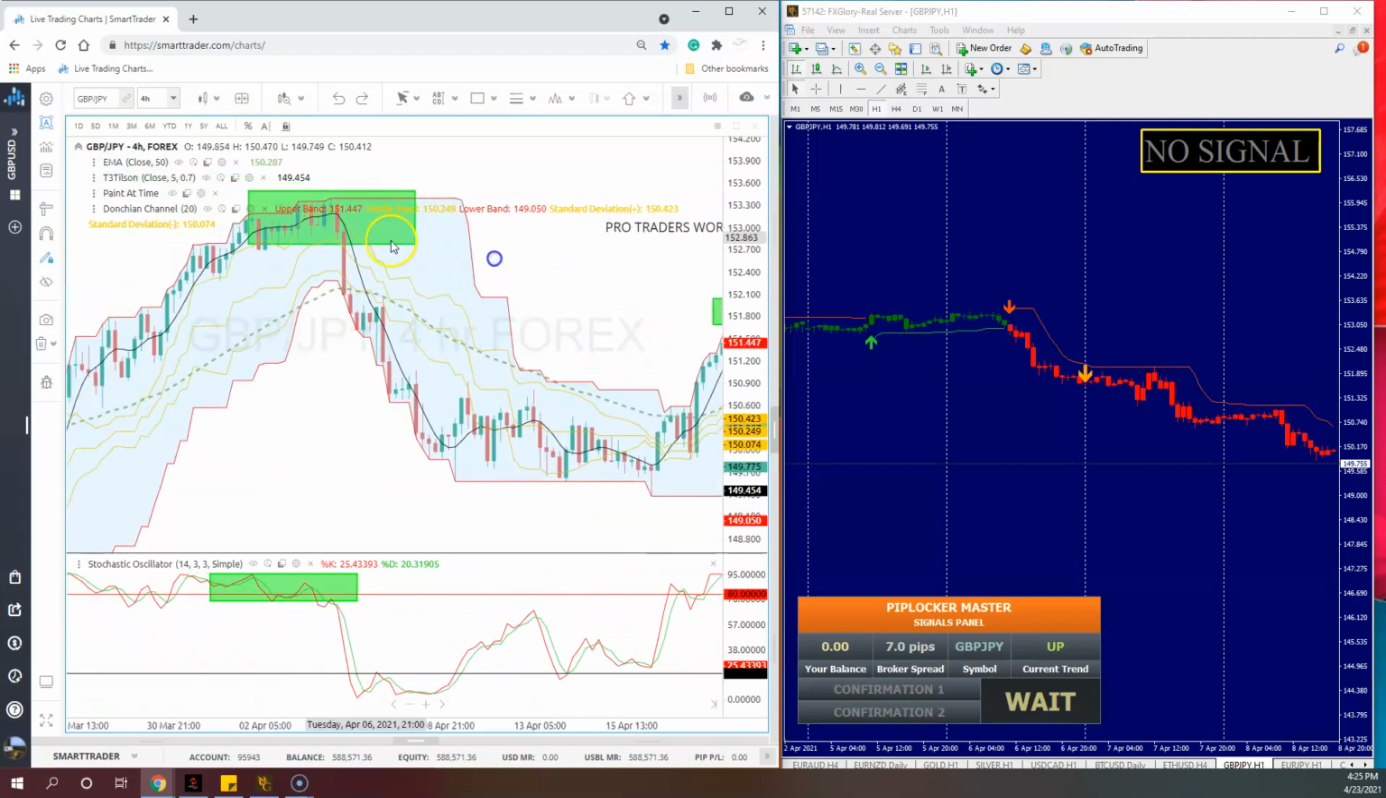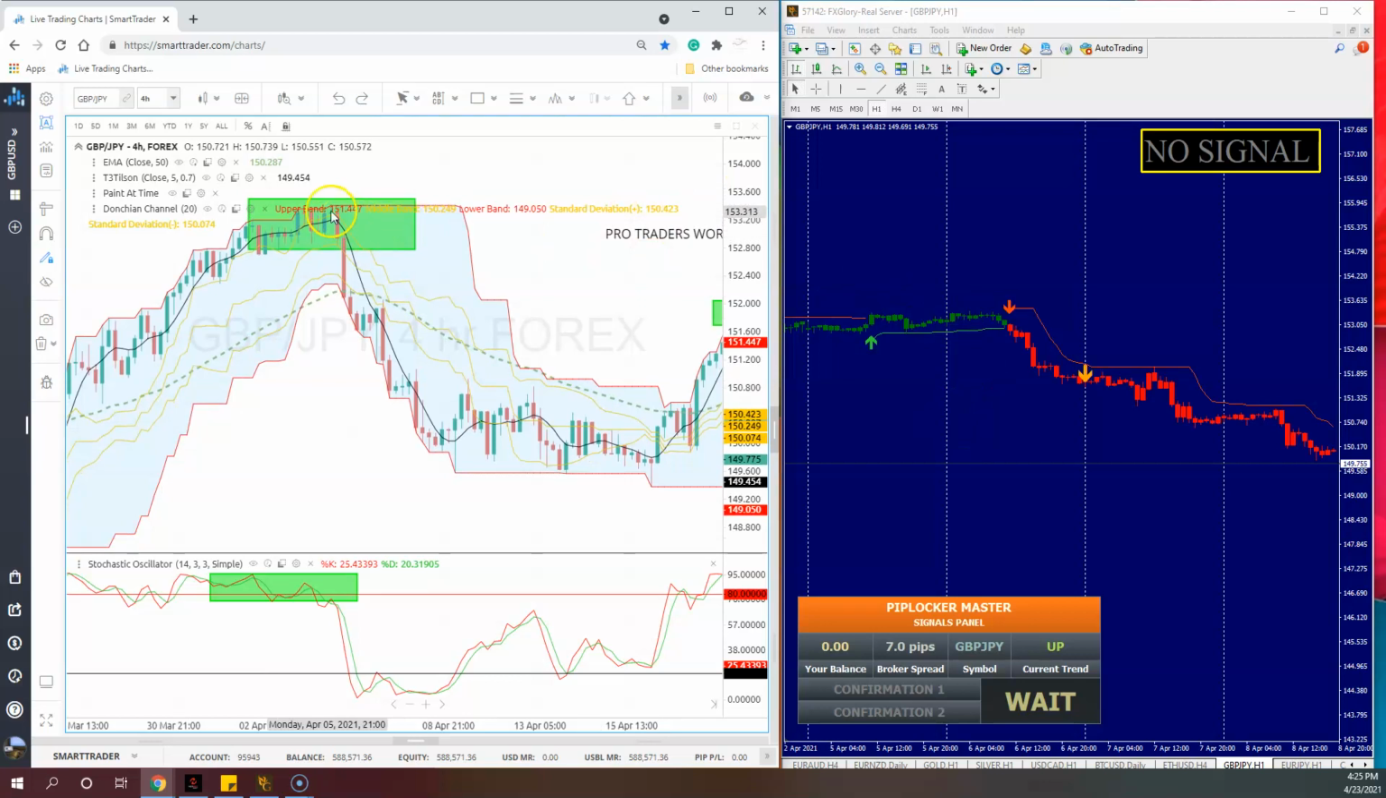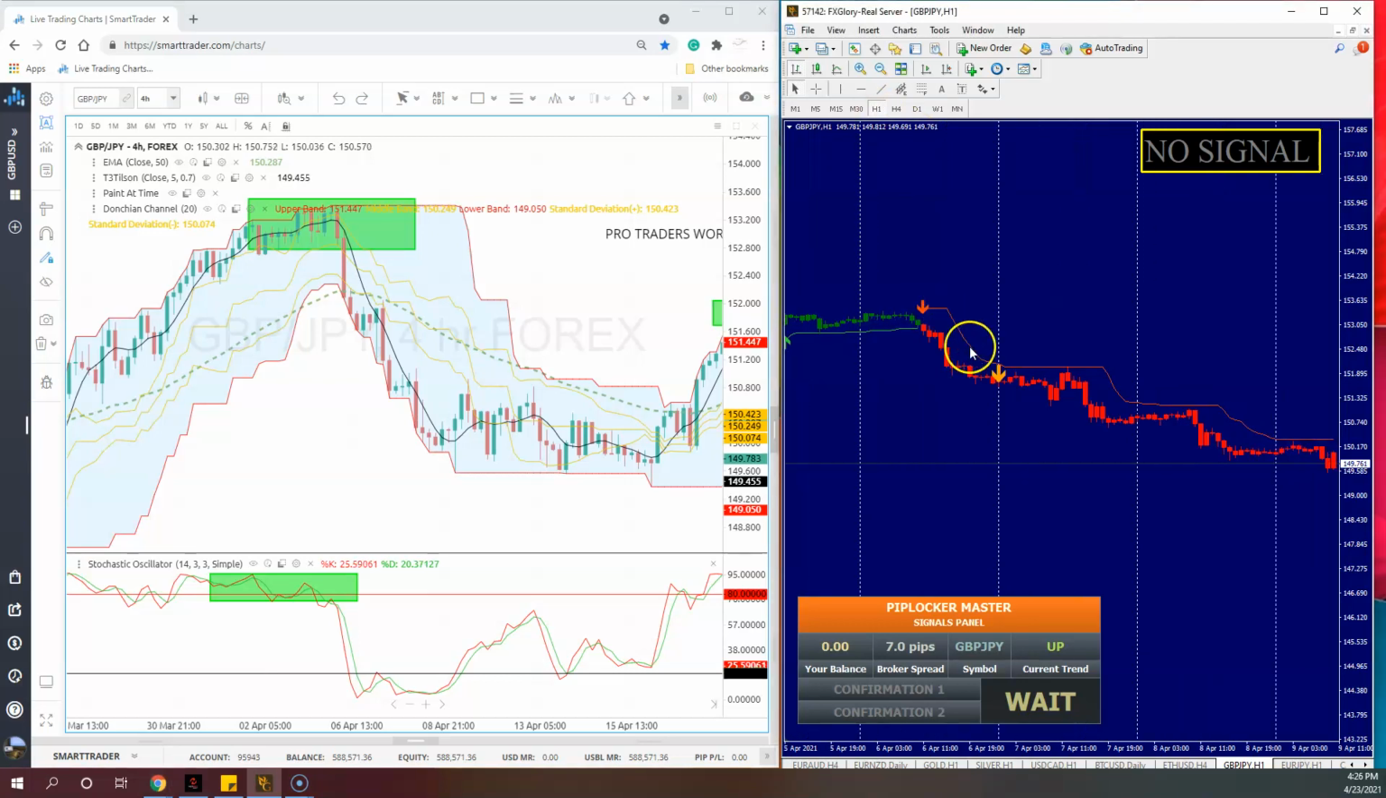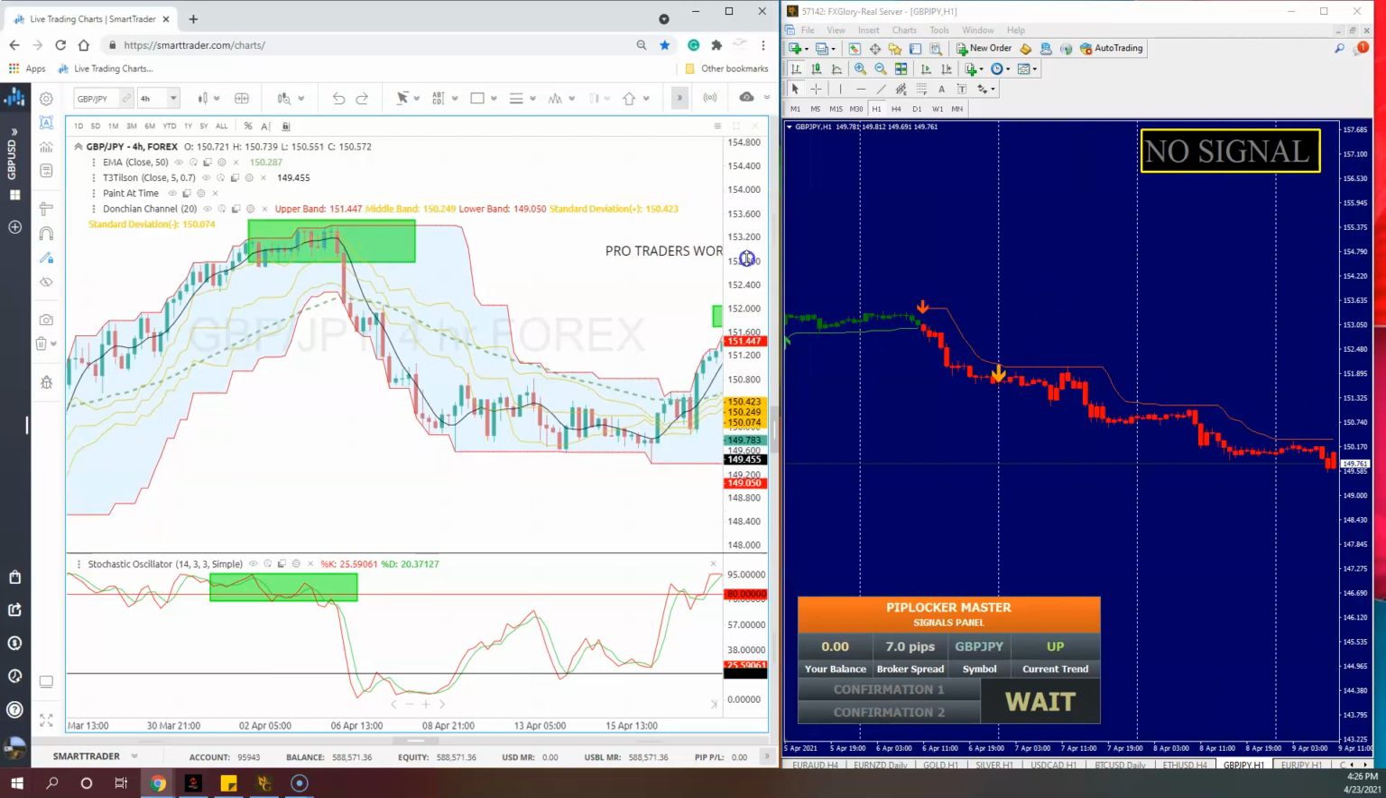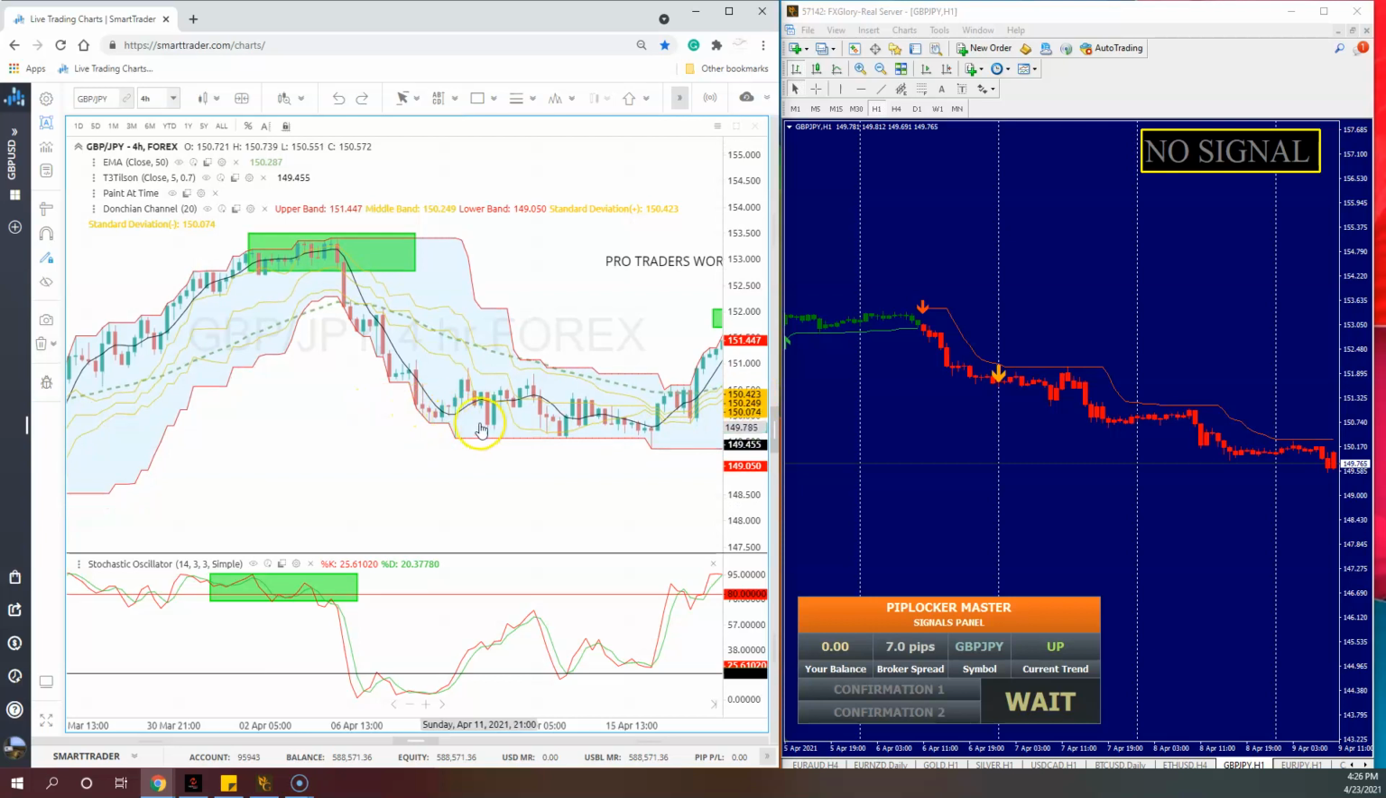And there it is again, all the way up here, 4-hour chart. This occurred on April 6th. There's this trade signal on Piplocker on the right-hand side on the 1-hour chart. The idea is to short a position on top and exit when stochastics is oversold or the Donchian channel flattens out, like it did here on the 4-hour chart.